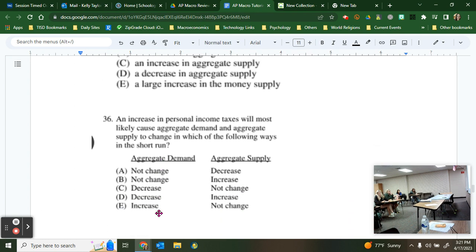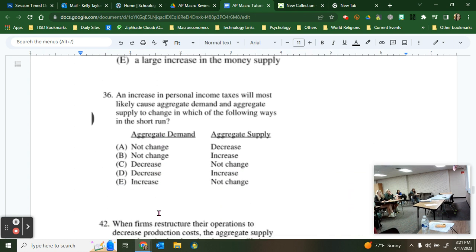Okay, 36. An increase in personal taxes would most likely cause aggregate demand and aggregate supply to change in which of the following ways. I believe this was a most missed question first semester, I think, on a test. So income taxes affect consumer spending, which is an aggregate demand shifter.